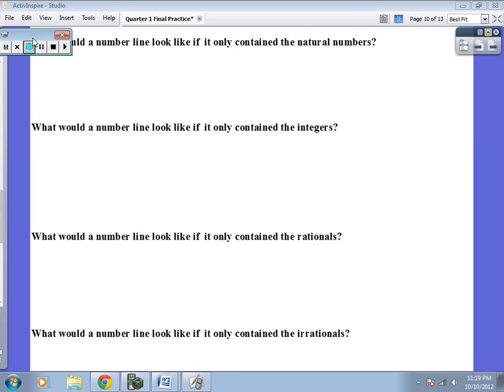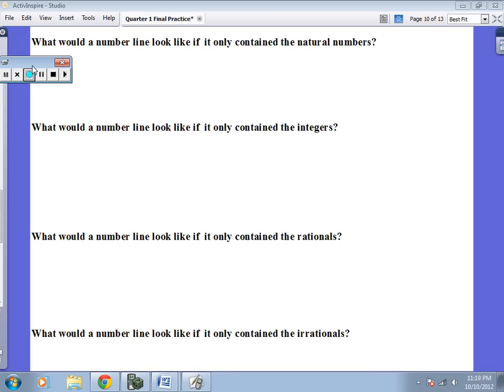Okay. What would a number line look like if it only had the natural numbers? Well, it would not look like a line at all. You'd have a dot right here for 1, a dot for 2. You would have nothing in between, so you cannot connect those with a line. You'd have a dot for 3, you'd have a dot for 4, whoops, a dot for 5, etc. So it would not be a line at all, it would just be points.